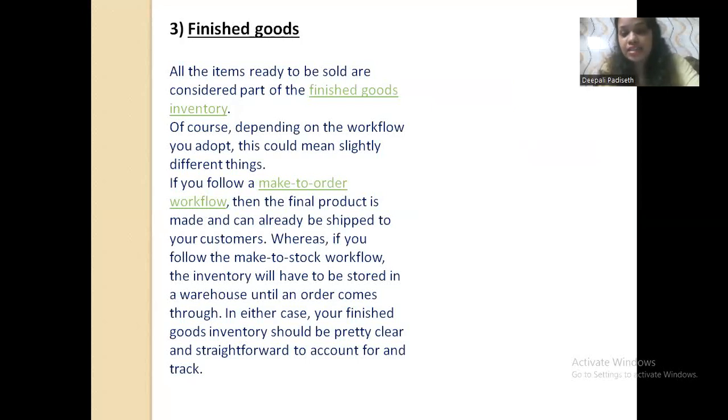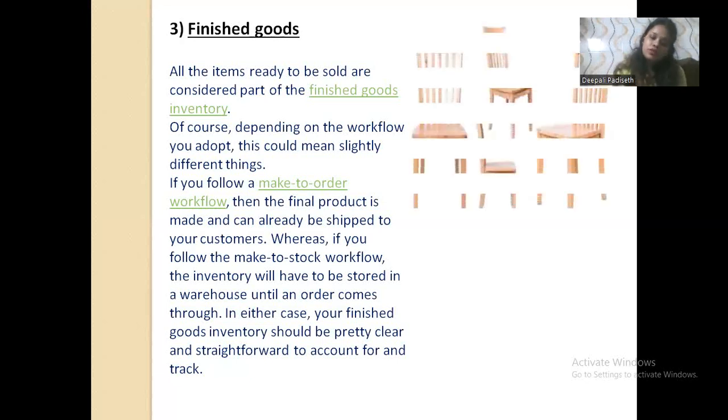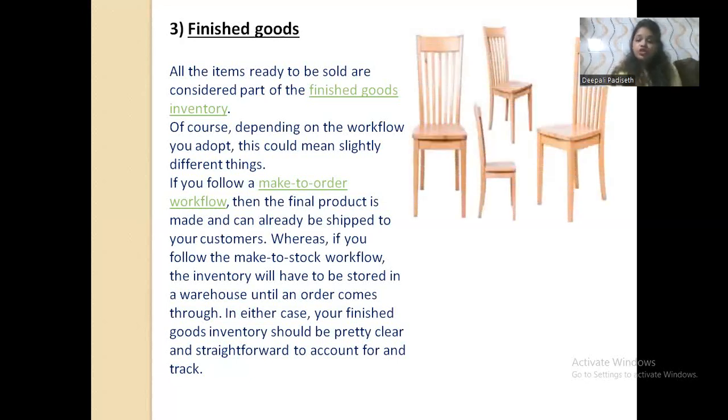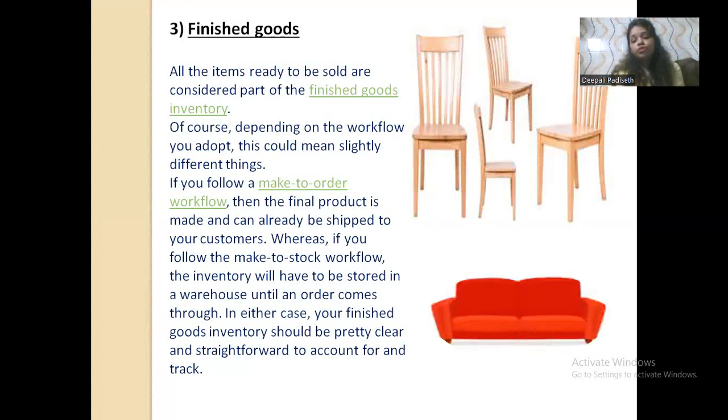For example, oil is a final product of an oil company, and there are so many things like Colgate, chocolates, and shampoos which are sold in the market. Those are the final products of particular raw materials. Here we can see that a chair is a final product of wood, and a couch is a final product.